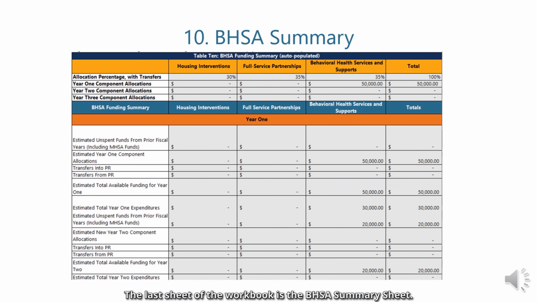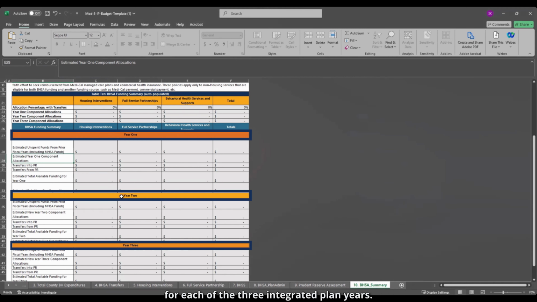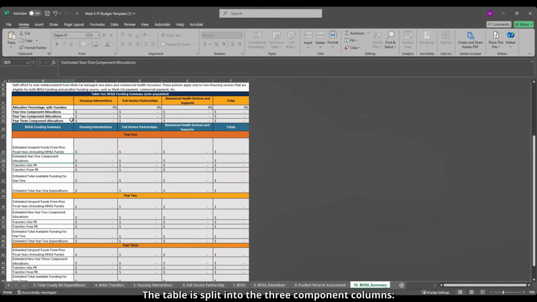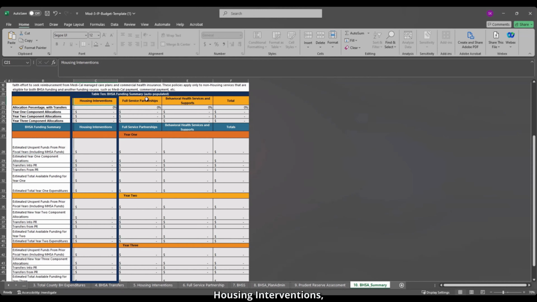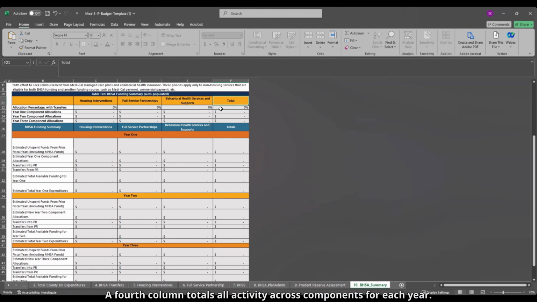The last sheet of the workbook is the BHSA summary sheet. It is a read-only summary table that compiles and auto-calculates key data points from the rest of the Integrated Plan Budget workbook. Let's take a closer look. Again, this worksheet is auto-populated and should not be manually edited. It functions as a final roll-up of your component allocations, funding sources, and estimated expenditures for each of the 3 Integrated Plan years. The table is split into the 3 component columns: housing interventions, full-service partnerships, and behavioral health services and supports. A 4th column totals all activity across components for each year.